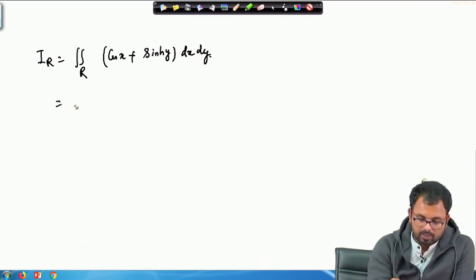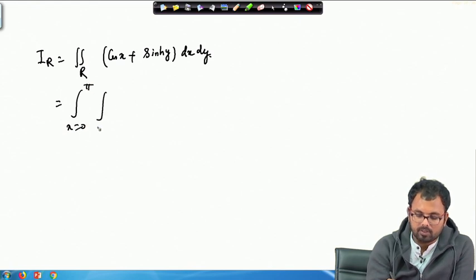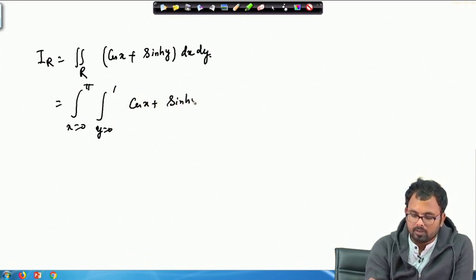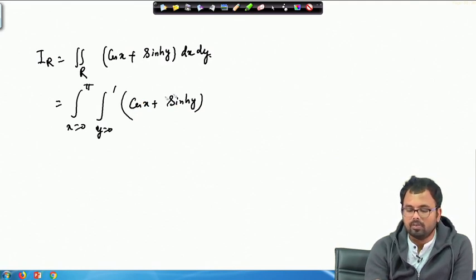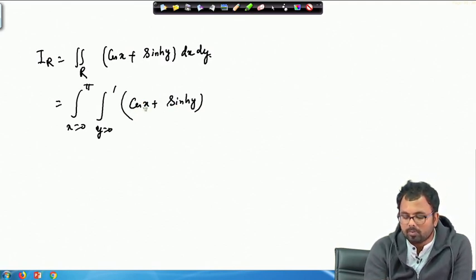For the region R, x is varying from 0 to pi and y is varying from 0 to 1, and then we have cos x plus sin hyperbolic y. Since we do not have any product of x and y, that means here we do not have a function of y, or here we do not have a function of x.